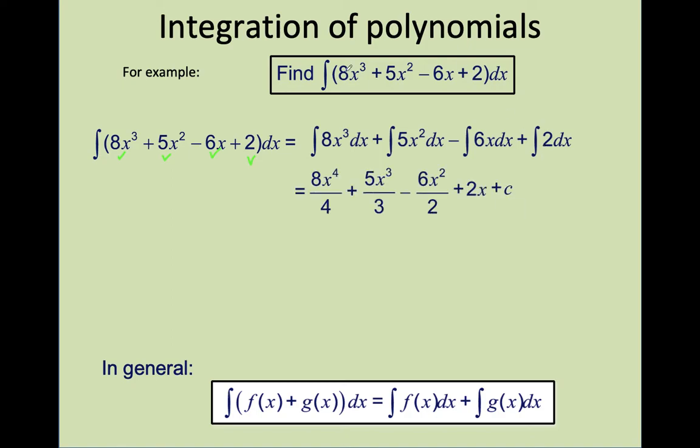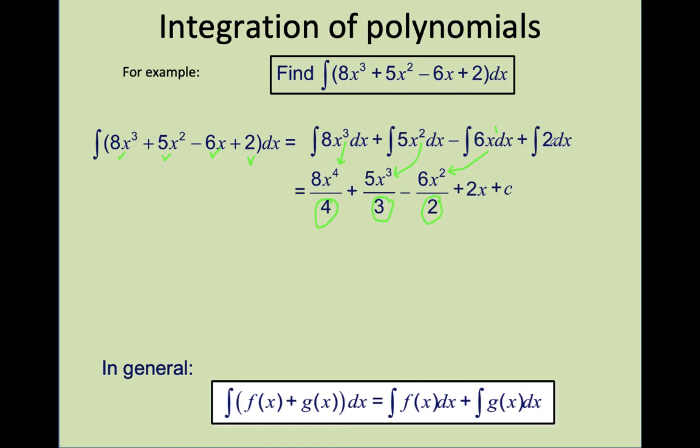And this is what you get. You increase 3 to 4. You put the new 4 on the denominator. You increase 2 to 3. You put the new 3 on the denominator. You increase the power of 1, it's like a silent power, you can't see it, to 2. You put the new 2 on the denominator.